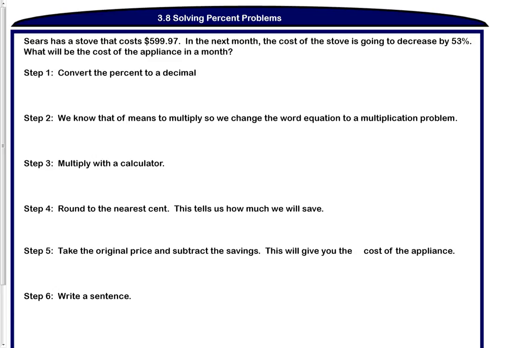When you're solving word problems, remember that you want to go through the problem and highlight the important information. So Sears has a stove that costs $599.97. In the next month, the cost of the stove is going to decrease by 53%. So our question that we want to look at is what will be the cost of the appliance in a month?